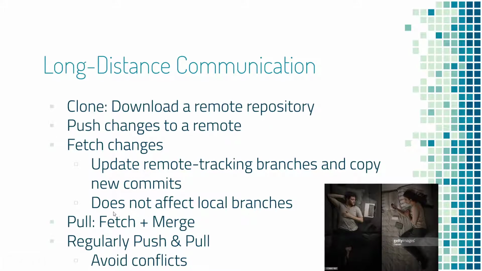But notably, it doesn't do anything to your local branches. It doesn't move them to update them. It just adds new commits and updates where the remote tracking branches are pointing to. If you want to update where your local branches are so then they're in sync with that remote tracking branch, you would need to do a merge, which is what pull does. Pull essentially is a fetch, so it updates the remote tracking branches, plus a merge, so it'll make sure that your local branch is in sync.